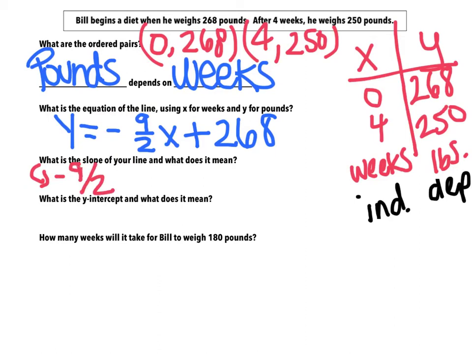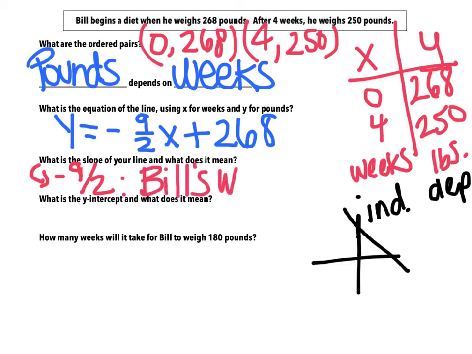Now, what does it mean? When you think of your graph, here's kind of a rough draft for what your line would look like. The slope is how the line is changing from point to point. Remember, x are weeks, y are pounds. So your slope actually represents Bill's weight loss from week to week. So we can write that here. The slope represents Bill's weight loss.